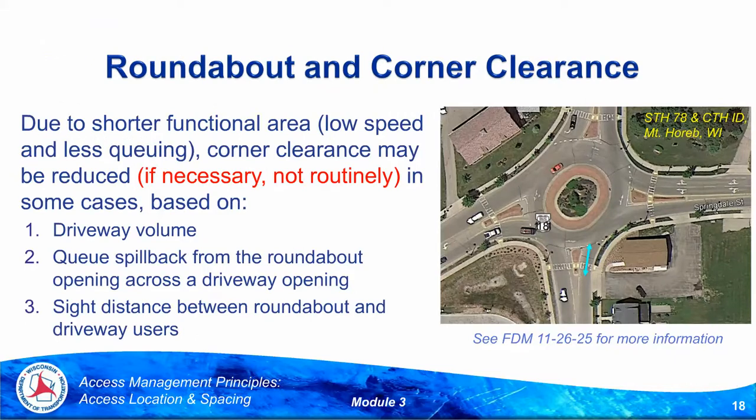Roundabout and corner clearance: due to shorter functional area, low speed, and less queuing, corner clearance may be reduced. You've seen an example in the previous slide. In some cases, based on driveway volume, queue spillback, that was a term that I was looking for before, from the roundabout opening across the driveway opening, and the sight distance between roundabout and driveway users. In that previous case, it met all these criteria, and actual traffic modeling did determine that it would function safely.